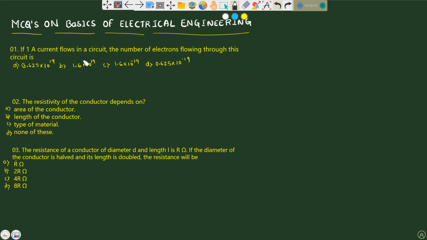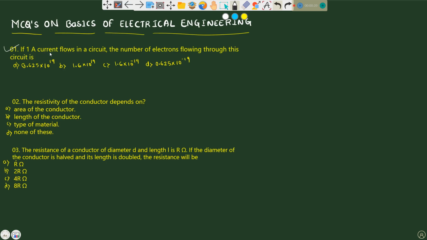So today we are going to discuss some important MCQs on basics of electrical engineering, which are very much important for your competitive exams. So without any further delay, let's get started. So we have question number 1 here.